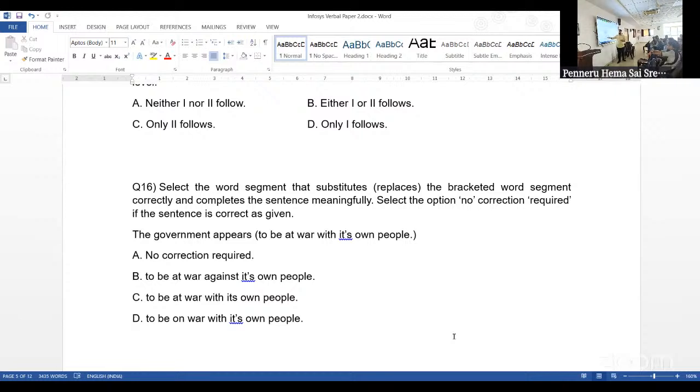Next one, to be at war. This is correct. With its own. Is it correct? Here it is "it apostrophe s". Here there is no apostrophe. What is the difference? The apostrophe difference. What is the difference in meaning?